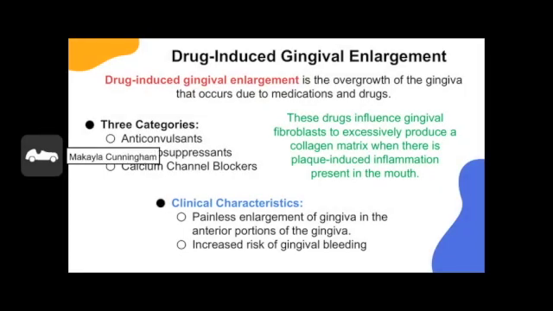Drug-induced gingival enlargement is a side effect that causes the overgrowth of gingiva due to medications. There are three categories of drugs that can cause this: anticonvulsants, immunosuppressants, and calcium channel blockers. These drugs influence gingival fibroblasts to excessively produce a collagen matrix when inflammation is present in the mouth. Clinical characteristics include painless enlargement of gingiva, as you can see in the picture shown in the next slide. It occurs in the anterior portions of the teeth, and there is also an increased risk of gingival bleeding.